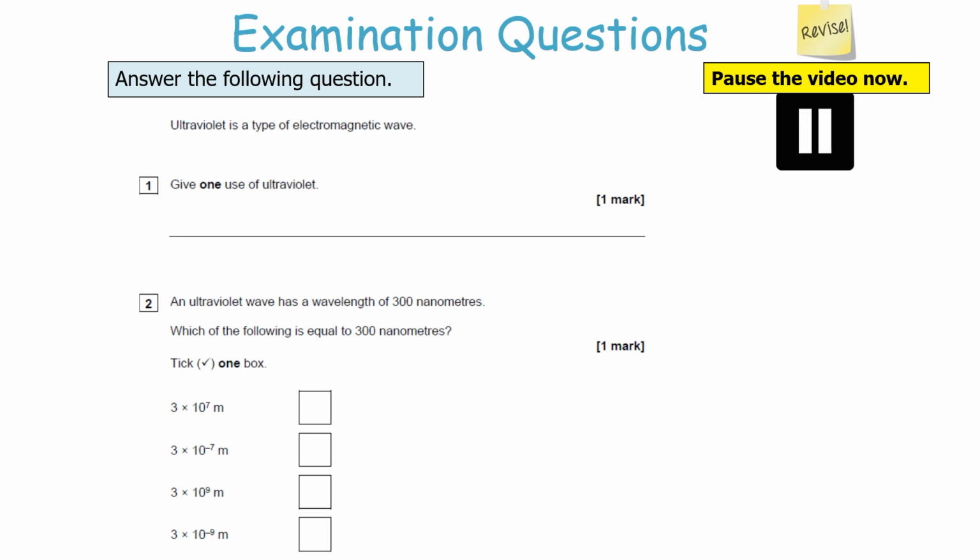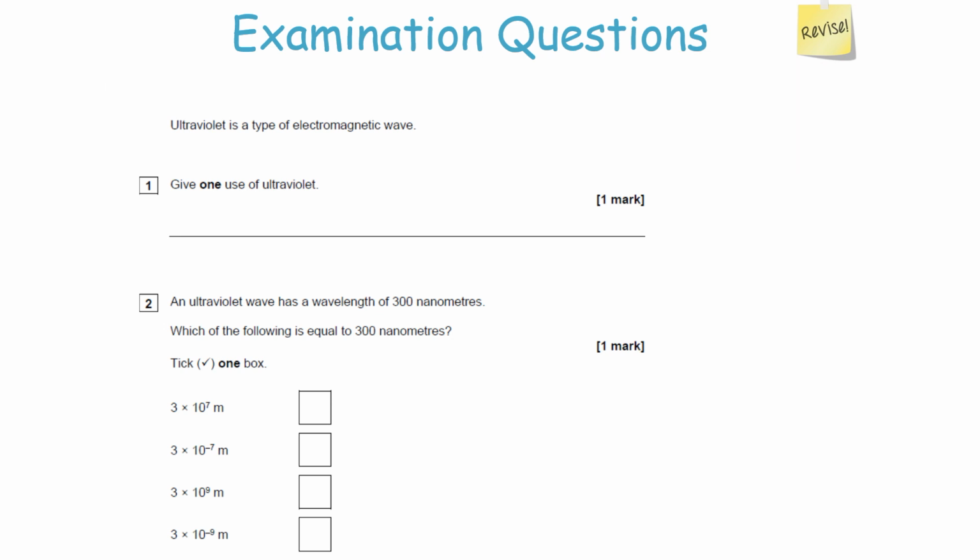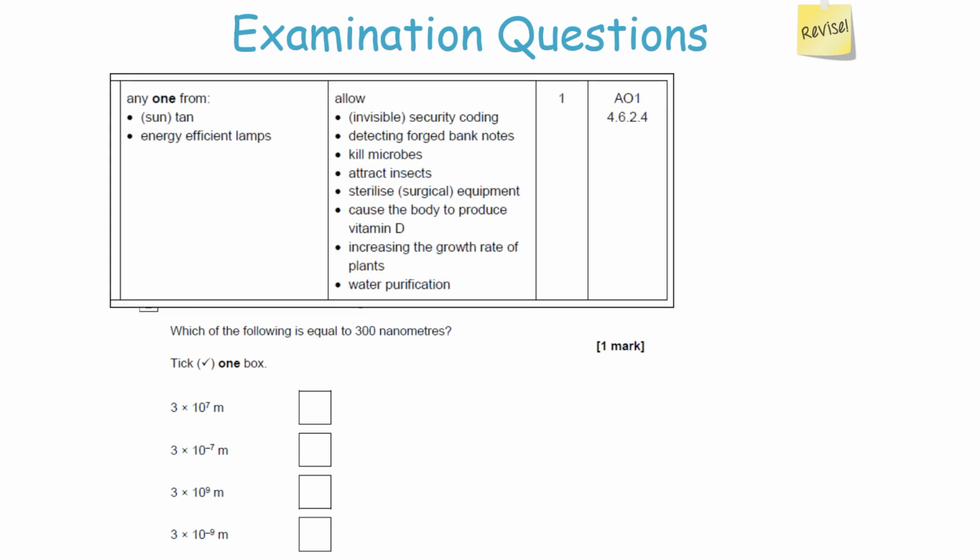Right, so what's our answer going to be in this particular situation? Well, the first thing you've got to be aware of is the different uses of all the parts of the electromagnetic spectrum. So you should know for ultraviolet light that the most common ones are for tanning beds and for energy efficient lamps. Other examples you could use, which are perfectly valid, are security codes, detecting forged money, killing microbes, attracting insects, sterilizing surgical equipment, causing the body to produce vitamin D, increasing how quickly plants grow, and water purification.